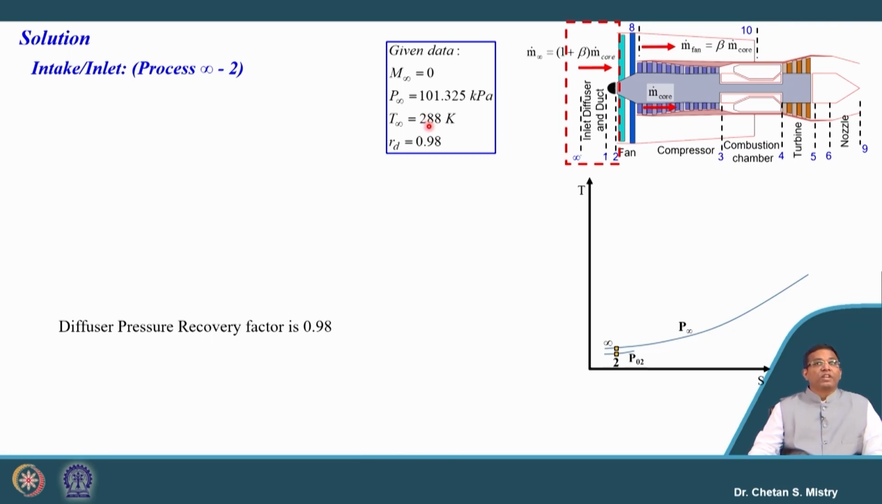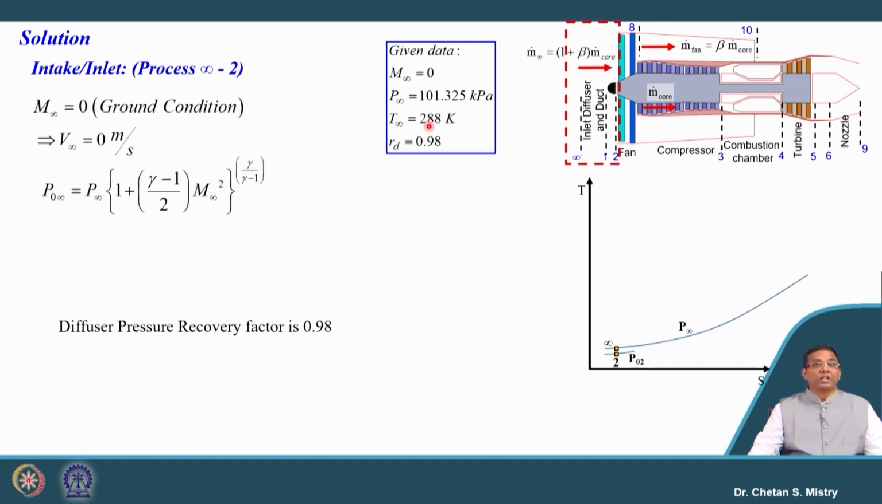The very first thing we need to calculate is the total pressure at the entry. For calculation of total pressure, we know the flow at the entry of the intake is isentropic flow, and we will use this relation. Here, since it is a ground condition and M infinity is given as 0, my velocity will be 0, and we can correlate our total pressure and static pressure based on this isentropic relation. Okay. Now, here P infinity is known to us and M infinity is 0.